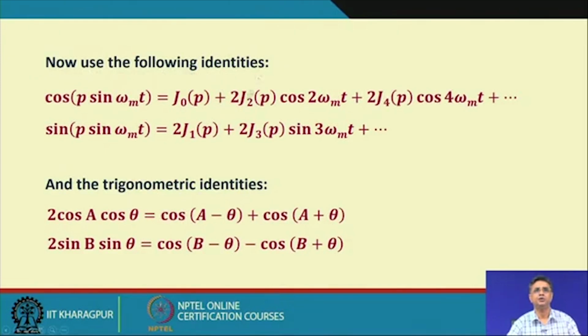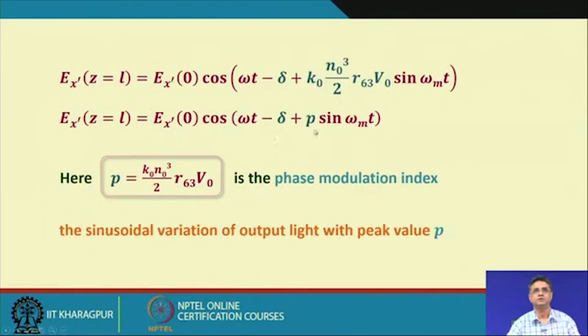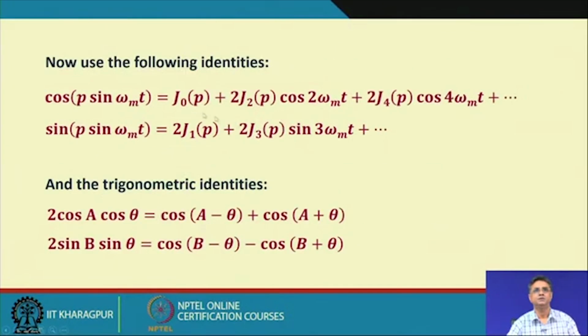Now, use the following identities. Because you have p sin omega t, we can write cosine of p sin omega t. This is again a very well known identity, and for sine of p sin omega t, which is equal to this. Then we will also use these trigonometric identities, that is twice cosine A cosine theta can be written as the sum and difference of A and theta. Similarly, sine B and theta can be expressed as the sum and difference of B and theta.